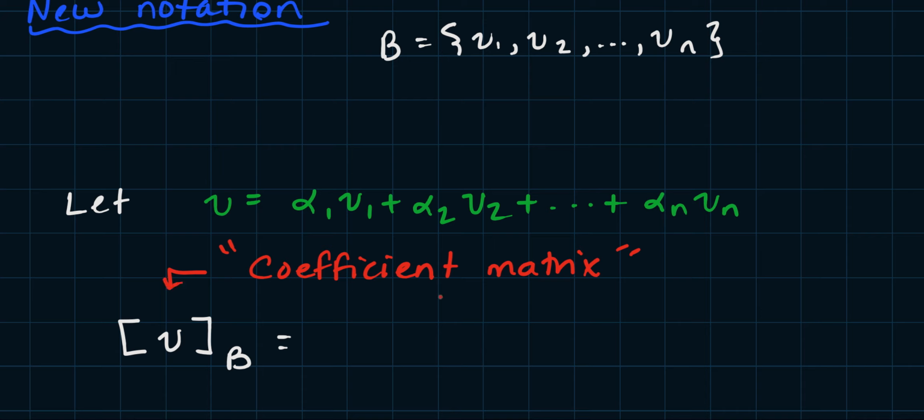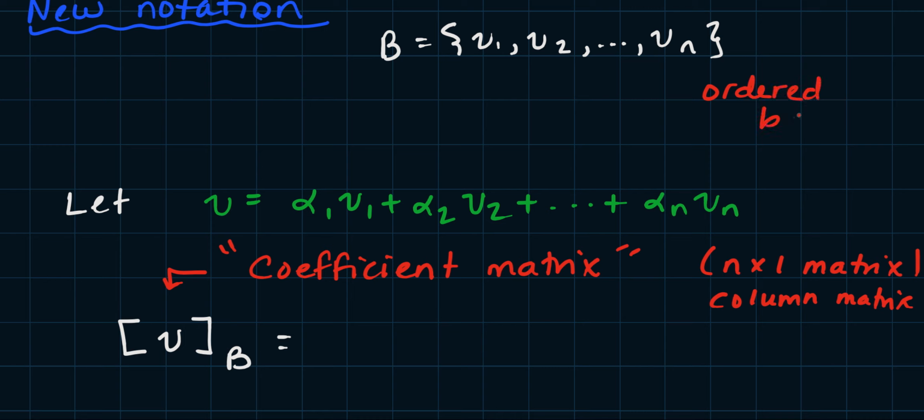And it is going to be an n by 1 matrix. So it's going to be a column matrix. And this number n corresponds to how many vectors you have in the basis. And all I'm going to do, now you have to keep your basis in this order. So this is called an ordered basis. We don't want to move these vectors around in the basis. We're going to keep them just like this.